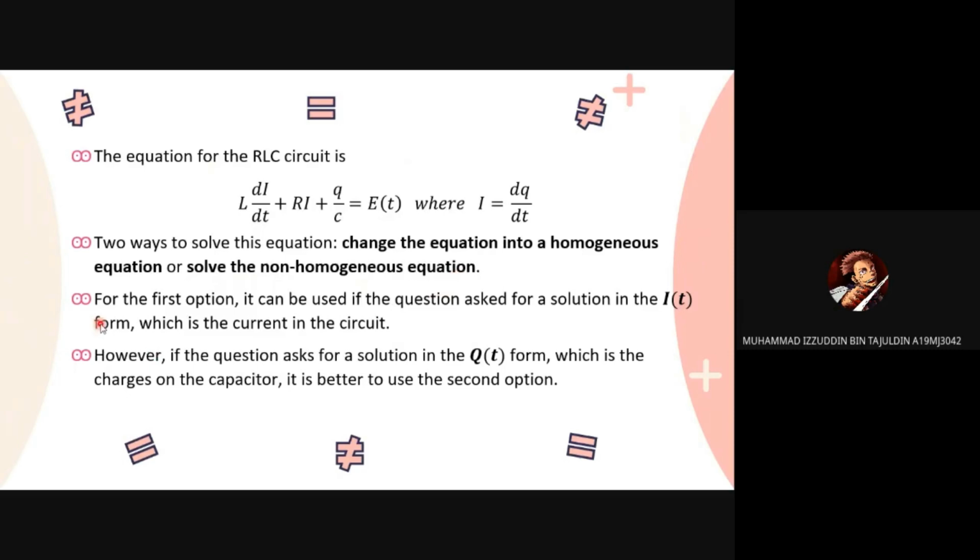For the first option, it can be used if the equation asks for a solution in the I(t) form, which is the current in the circuit. However, if the equation asks for a solution in the Q(t) form, which is the charge on the capacitor, it is better to use the second option.